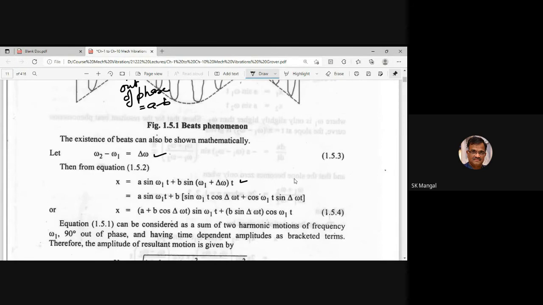You can open this one. It becomes B sine omega 1 t cos delta omega t, and cos omega 1 t sine delta omega t. So you can combine the like terms: the sine omega 1 t term here, and the cos omega 1 t term here. This is the resultant vector, and you can see the amplitude of the first term and the amplitude of the second term here, and these two terms are time dependent.